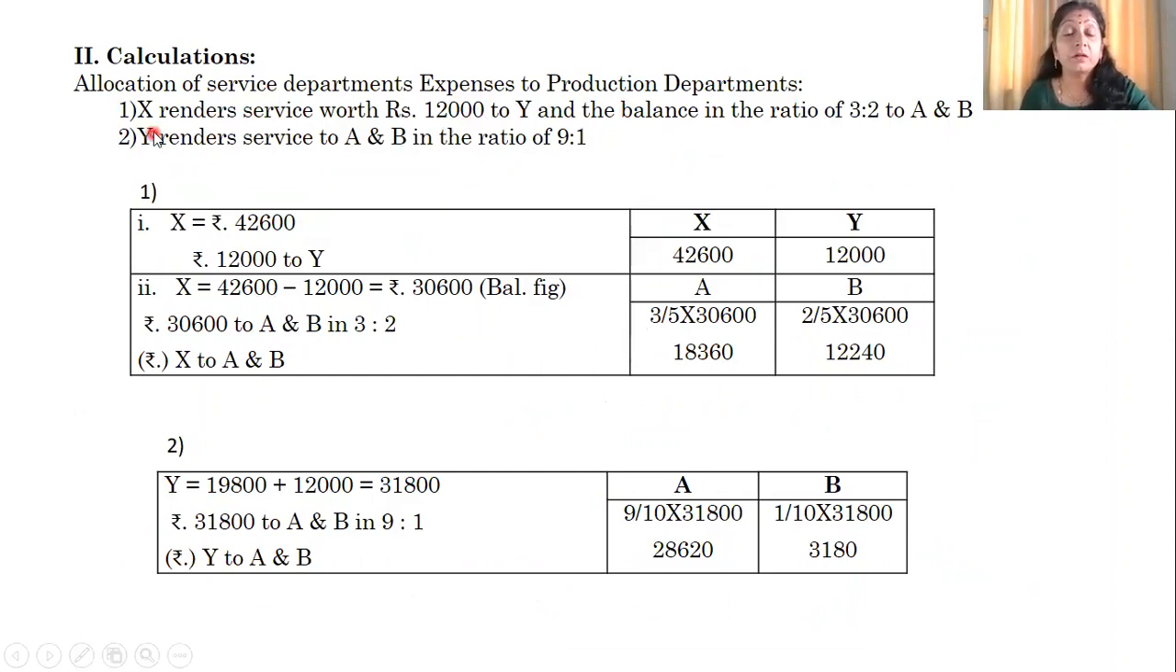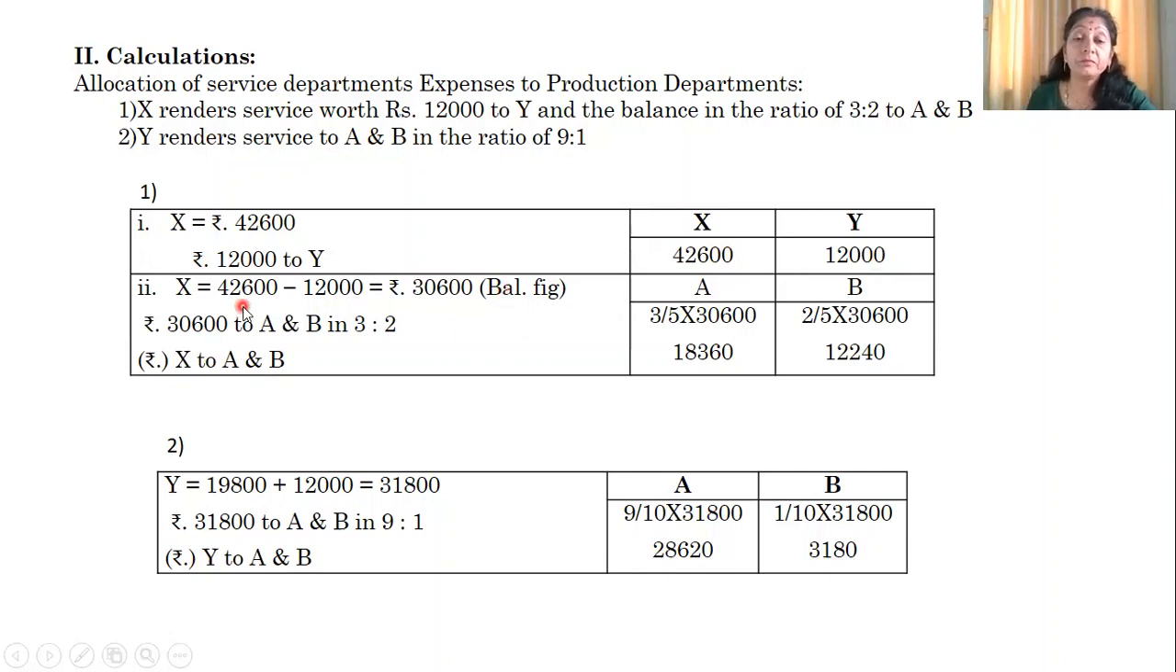First, it is given in the problem that X renders services worth rupees 12,000 to Y and the balance in the ratio of 3:2 to A and B. This is the first adjustment. So 12,000 worth of service is rendered to Y by X. What is the total of X? 42,600. From 42,600, we have to allocate 12,000 to Y.